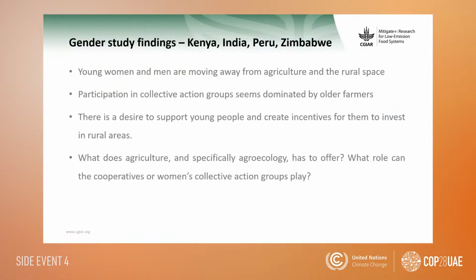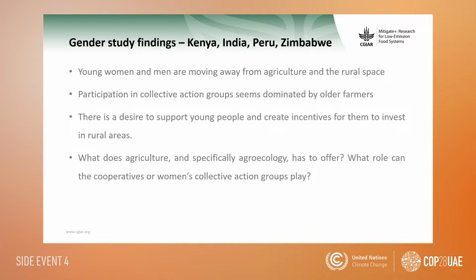And I just want to say a couple of words on equity. So we do have a number of studies going on, and we'll hear a bit more about this in the course of the day. But we are finding, in a number of studies across the countries that we're working in, that young women and men are moving away from agriculture in the rural space. I think anybody who spends any time in rural areas in many developing countries is keenly aware of this. I've seen it over the past 30 years. Participation in collective action groups seems to be dominated by older farmers in many landscapes. But there's a desire of people in these landscapes to support young people, to create incentives for them to invest in rural areas and continue to work in the agricultural area to improve the development of these areas.